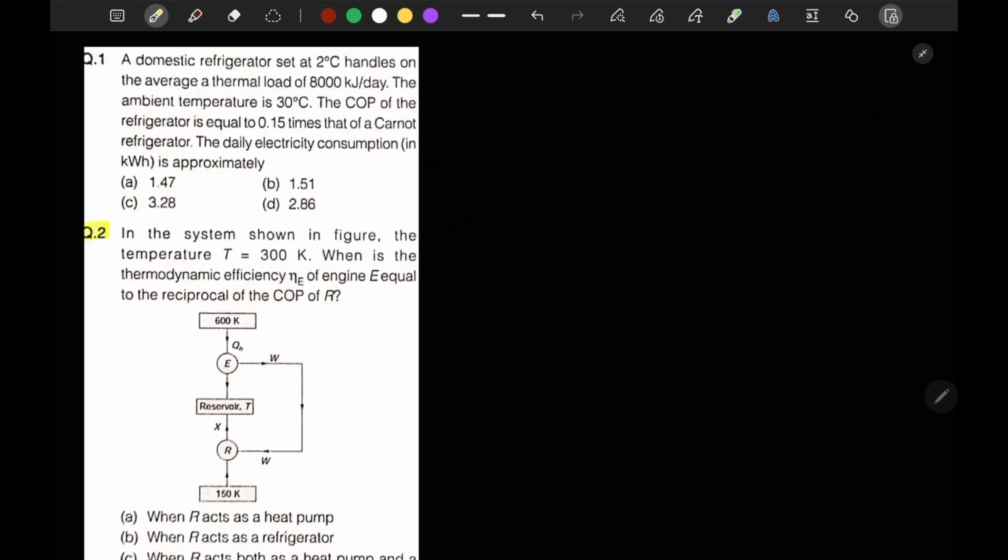So let's say our question number one. It is mentioned that a domestic refrigerator set at 2 degrees Celsius handles an average thermal load of. First we will draw our refrigeration cycle. So we know that in refrigeration, the higher temperature is the surrounding ambient. So this is our ambient, we can call it T1.